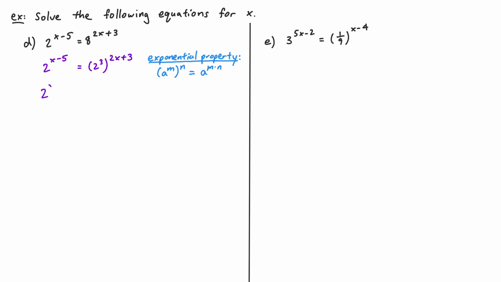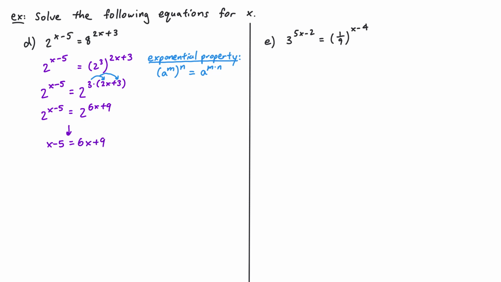So we have 2 to the power of x minus 5 is equal to 2 to the power of 3 times 2x plus 3. Now to do this multiplication, we'll need to distribute the 3. So our equation is going to be 2 to the power of x minus 5 equals 2 to the power of 6x plus 9. Now we have an exponential expression on the left-hand side equals an exponential expression on the right-hand side, and they have the same base. They're both base 2. So their exponents must be equal to each other. We must have x minus 5 equals 6x plus 9.